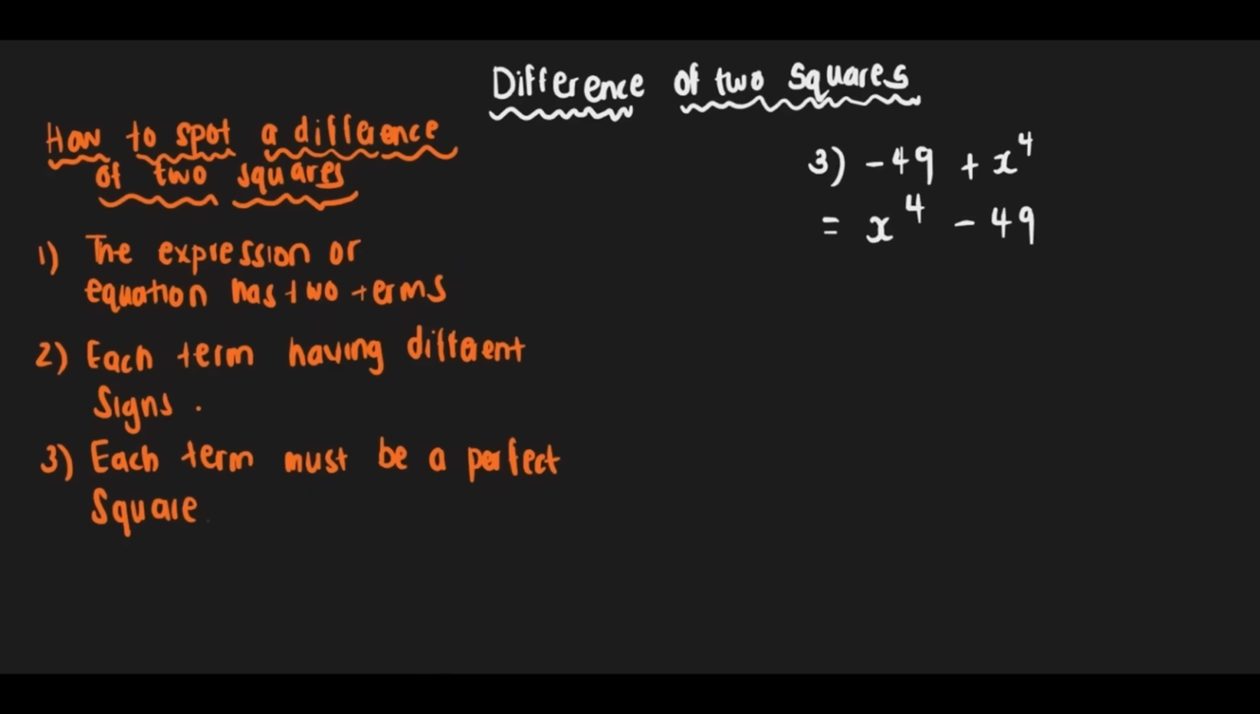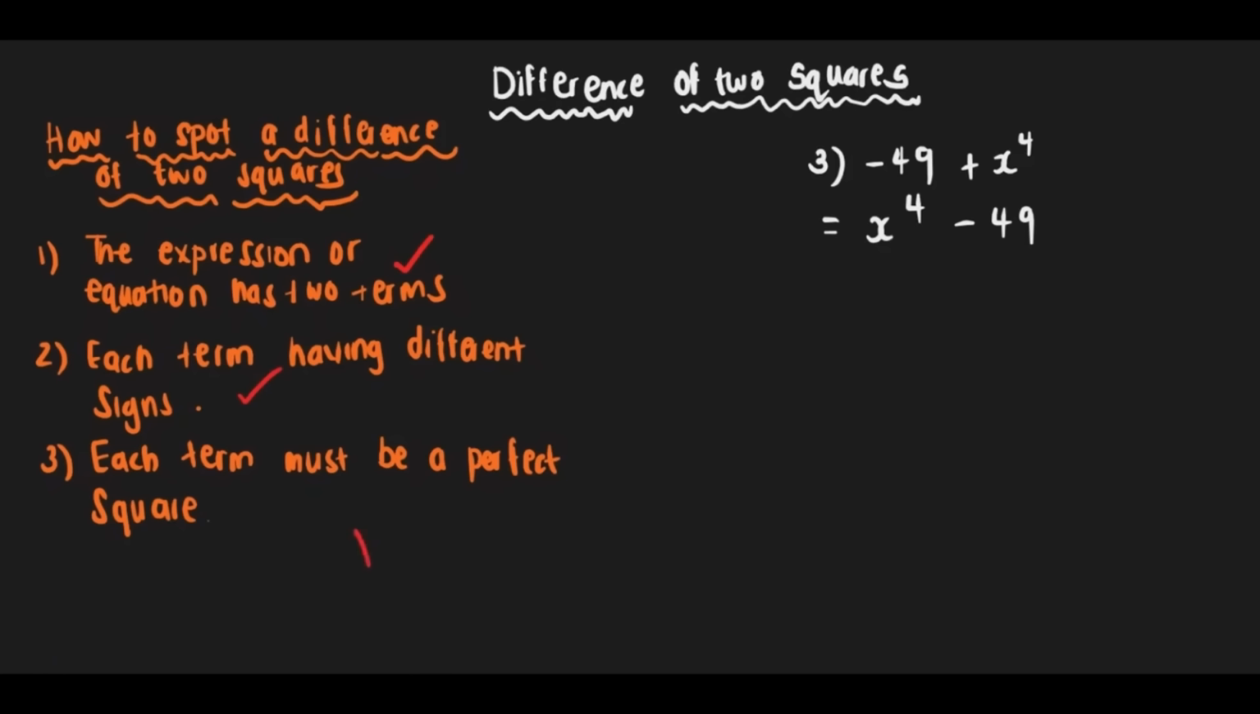right? So the first condition says the expression or equation has two terms. We have two terms. We have x to the power 4 and negative 49. So this condition is satisfied. Then they say each term having different signs. X to the power 4 is positive and negative 49 is negative. So this one is satisfied too. Then the last one says each term must be a perfect square.